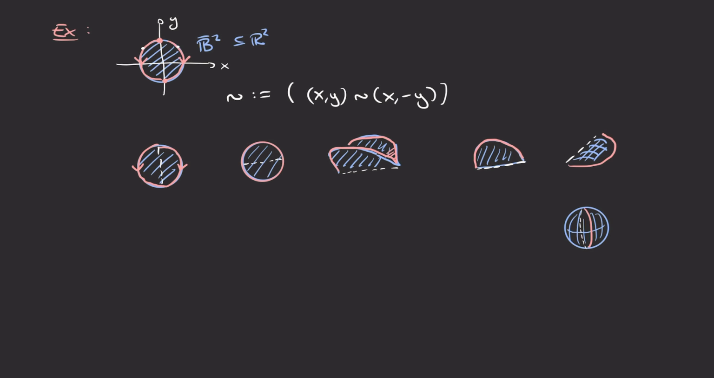So going by our intuition, where we thought about this process of identification as like a physical manipulation of the space, this leads us to believe that this disk quotiented by this equivalence relation we've defined below should be homeomorphic to the sphere S2. And this is in fact the case, and it's again something that we'll be able to prove once we've developed the tools that we'll introduce in the future videos on quotient spaces.